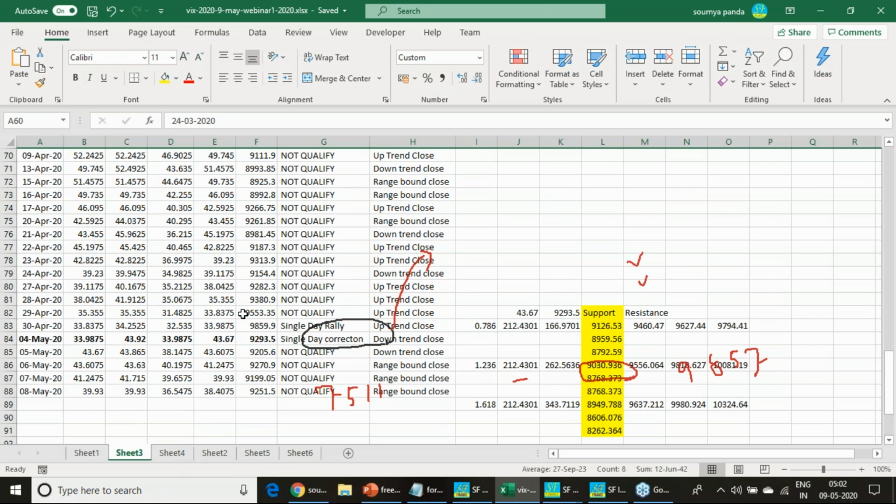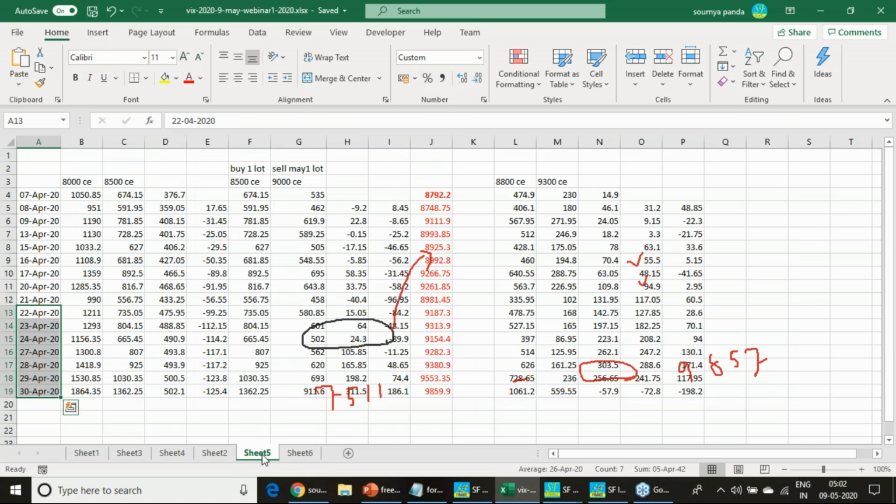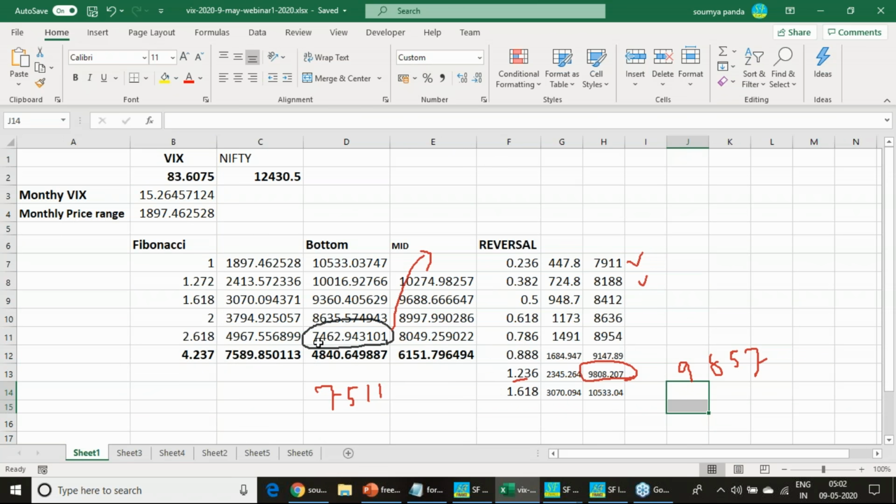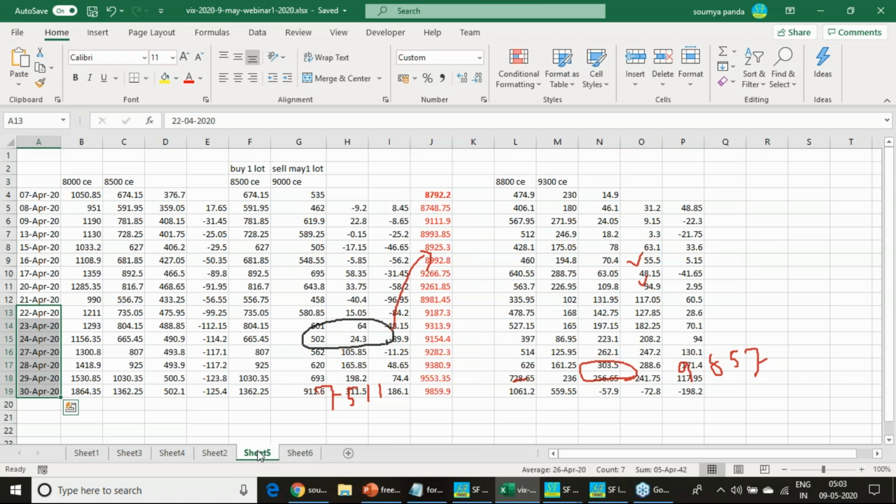This 9857, I have just downloaded. The 9857.59 level came on the 30th April. In fact, we had taken the reference from our calculated low. Whatever we have calculated, 7463 is our bottom, and from here we started the calculation.